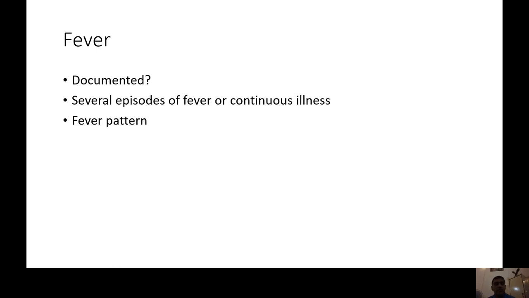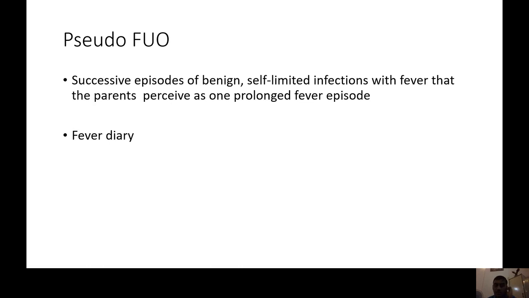Then of course we need to look at the fever pattern. So as I mentioned earlier, pseudo pyrexia of unknown origin is successive episodes of benign self-limiting infections, mostly viral infections, that may appear like a prolonged fever, but it's actually several illnesses occurring one after the other.